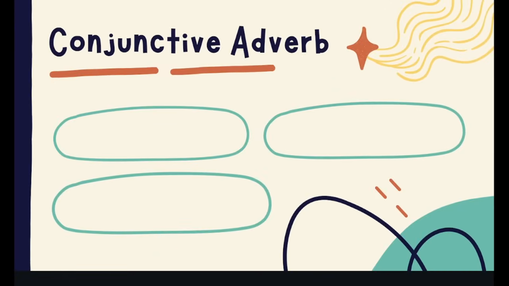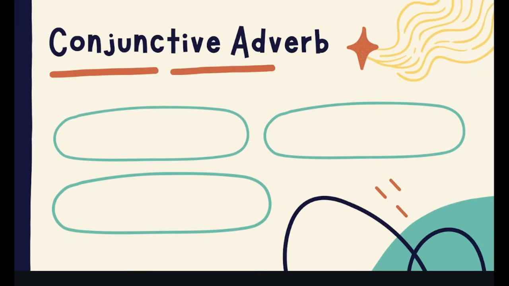So as the recap first, we have the adverb of manner that answers the question how. We also have the adverb of time, which answers the question when. The third one is the adverb of place. It answers the question where an action is taking place.